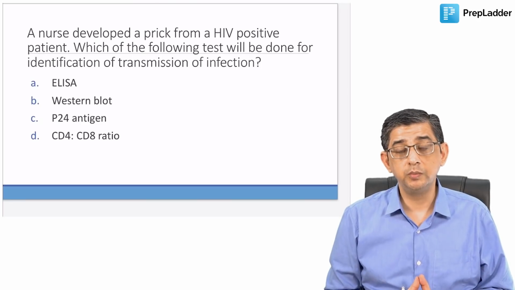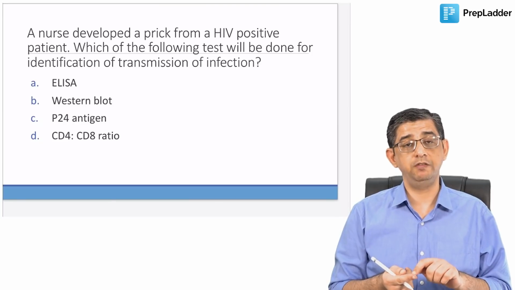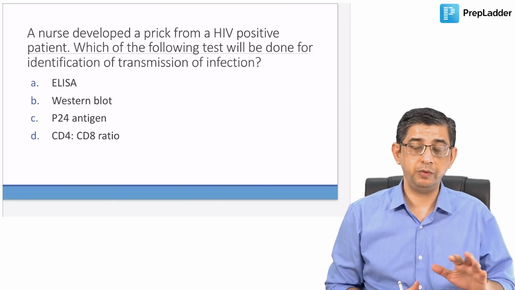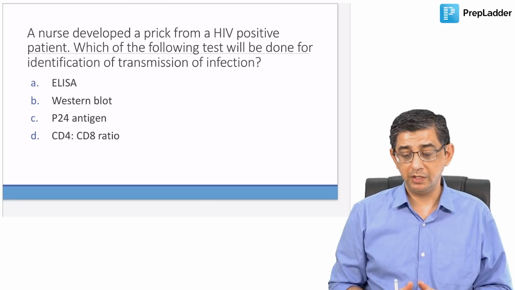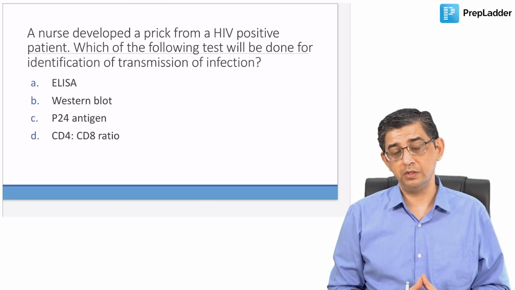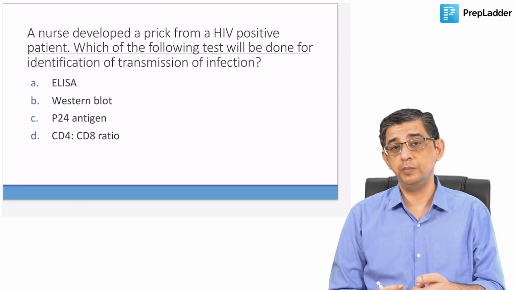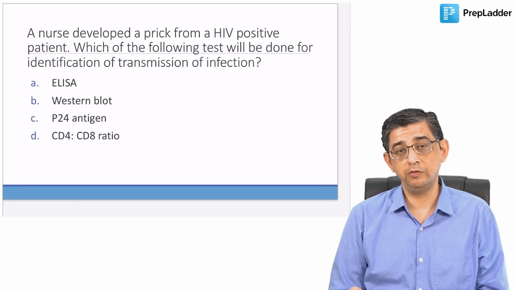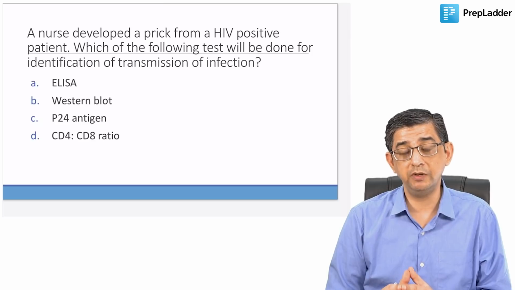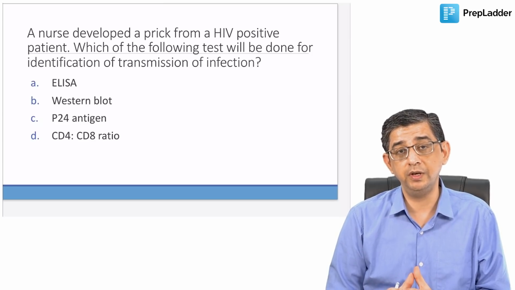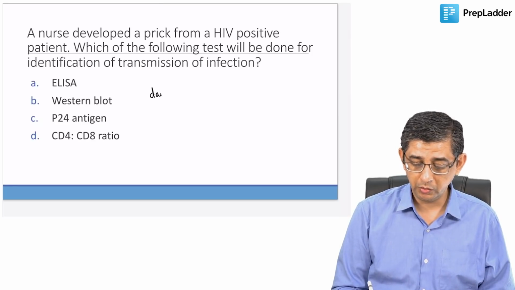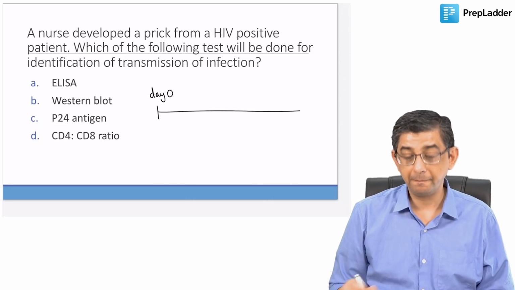The next question talks about a nurse who has developed a prick from a HIV positive patient. He did not ask about post-exposure prophylaxis. He said, what test will you do to identify the transmission of infection? The point is that once she gets the prick, immediately the ELISA test will not become positive. Even the 4th generation ELISA test will become positive on the 22nd day of illness. Let me say day 0 is the time she got the prick.